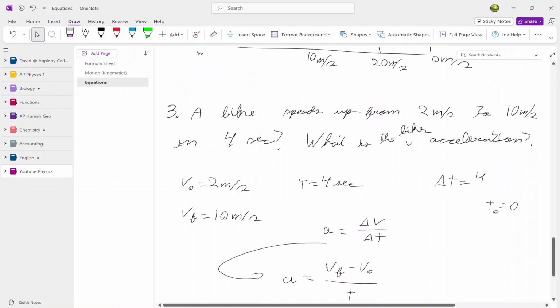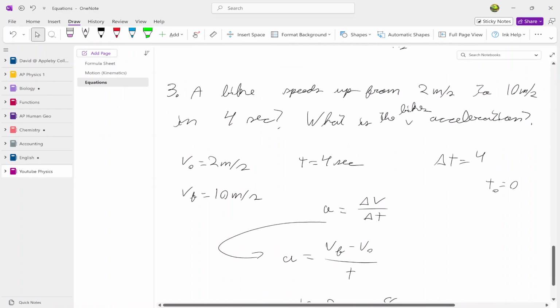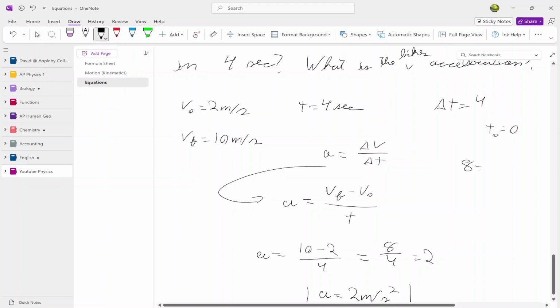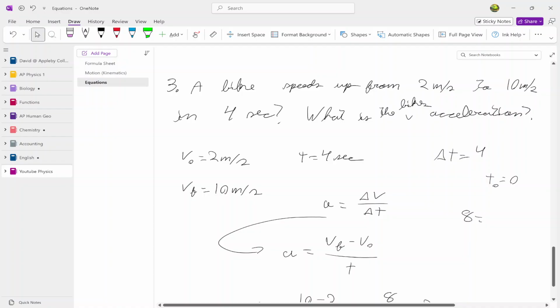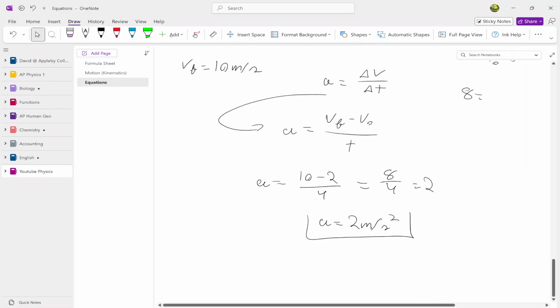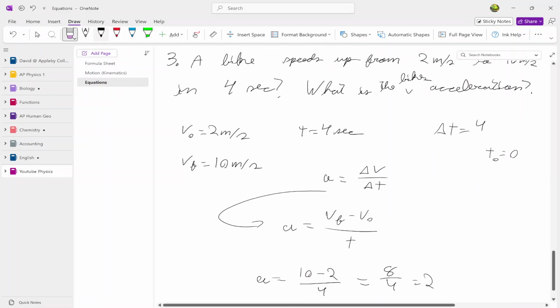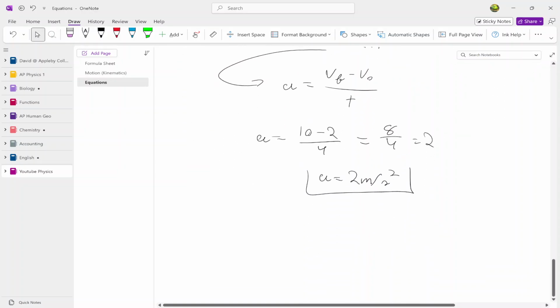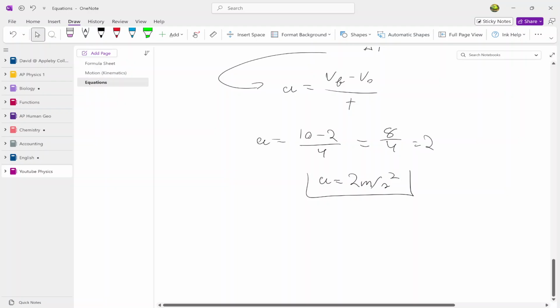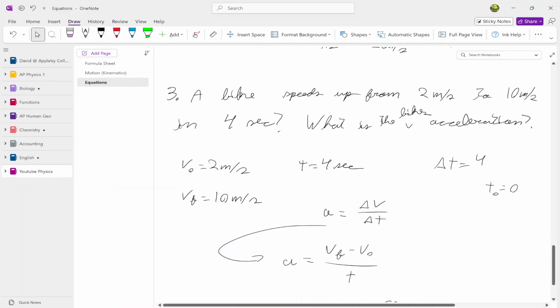There we go. This makes sense because the difference in velocities is 8. Look, it went from 2 to 10, the difference being 8, so it changed a total of 8 meters per second, and it did that in a span of 4 seconds. That change in velocity divided by that time means that every single second it increased its speed by 2 meters per second. In this case, acceleration means increasing its speed, but it's not always like that.